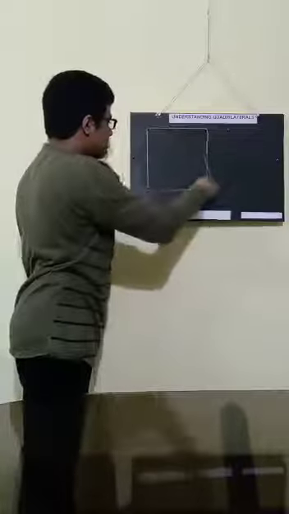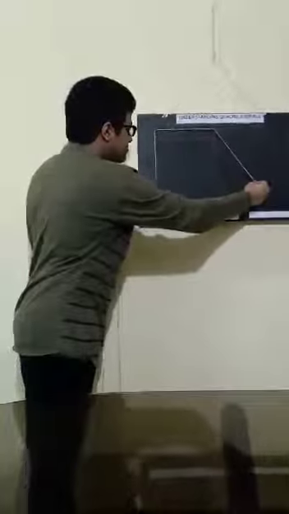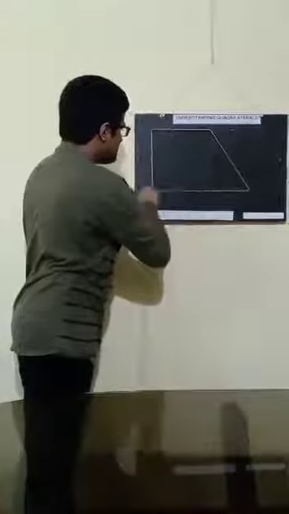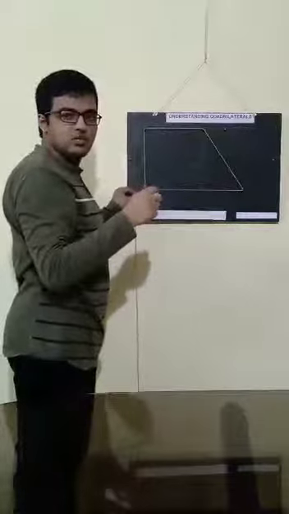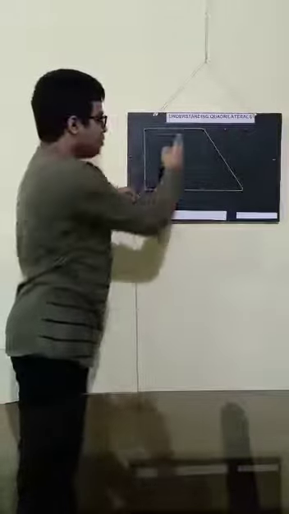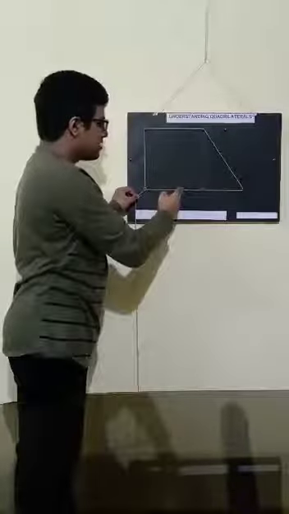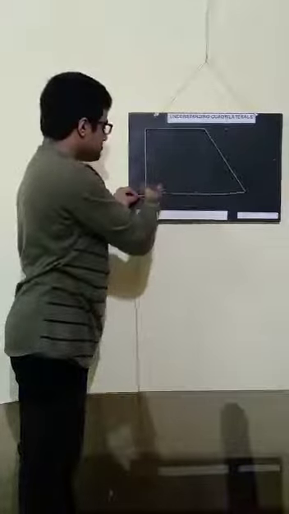Now let us see the next quadrilateral. The next quadrilateral is the trapezium. A trapezium is a quadrilateral with exactly one pair of opposite sides parallel to one another. Now let us see a special case of the trapezium.